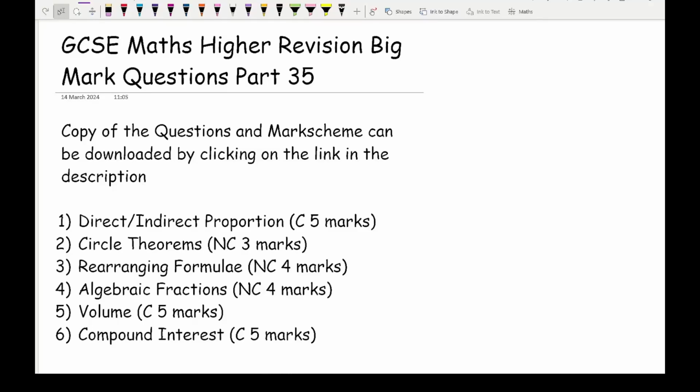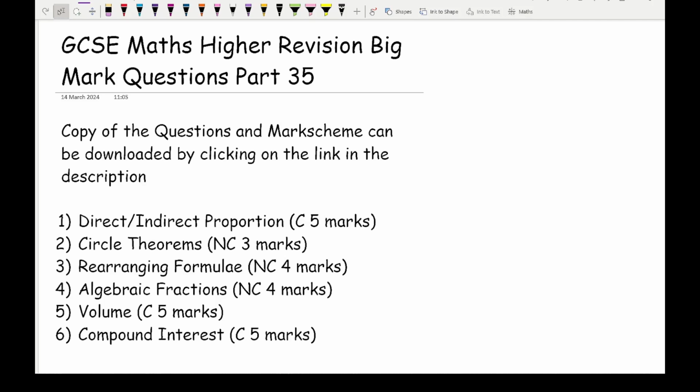So in this particular set of questions we're going to be focused on the following 6 topics. There's going to be a question on direct and indirect proportion, circle theorems, rearranging the formulae, algebraic fractions, volume and compound interest.